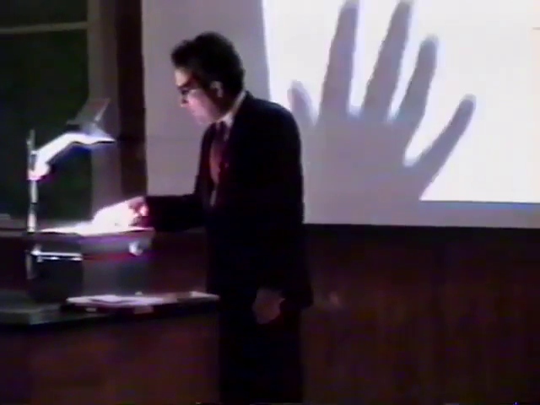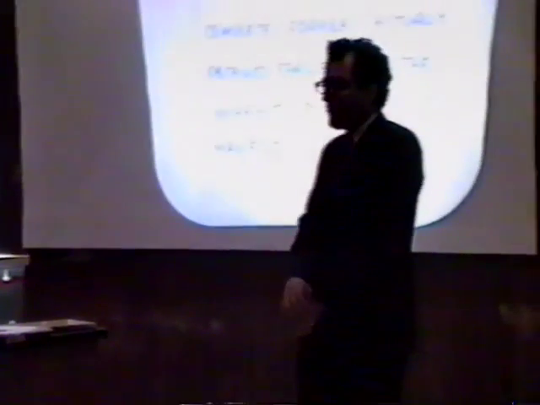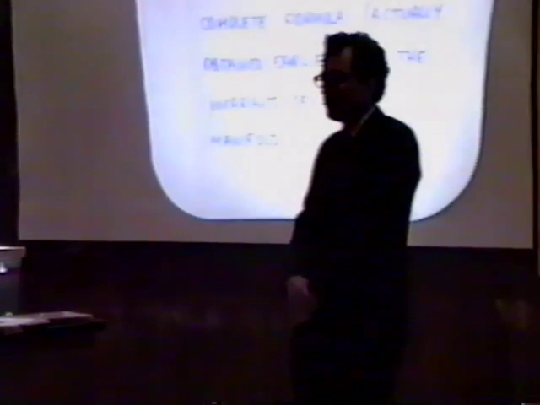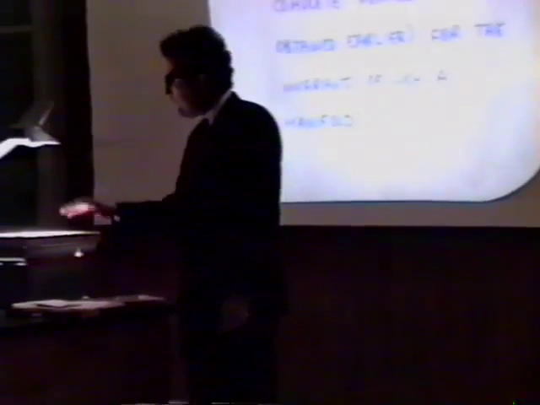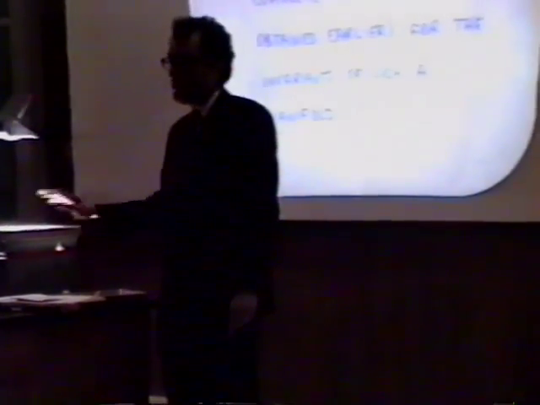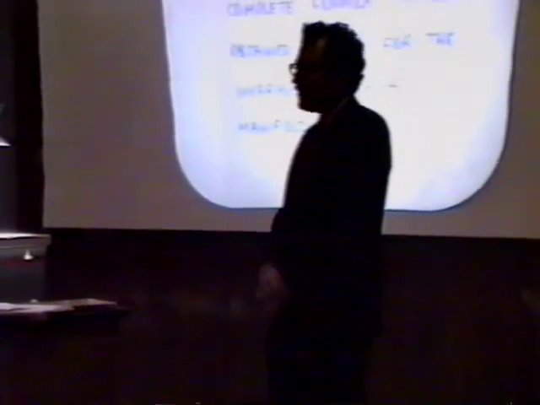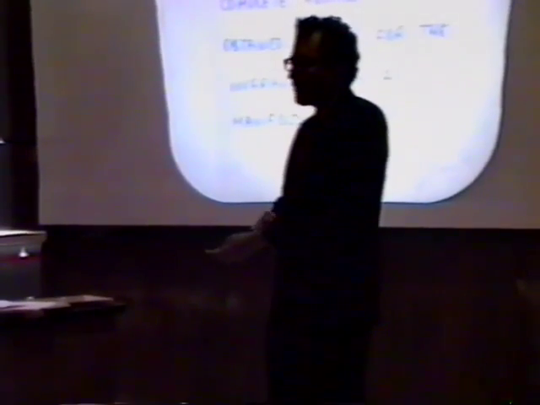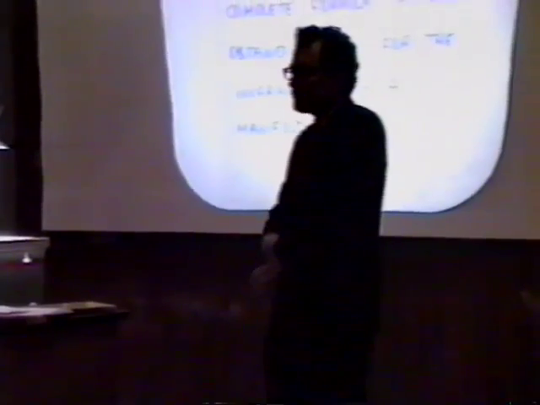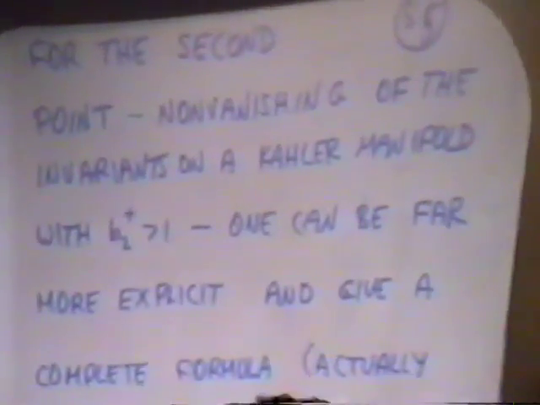Here one can be far more explicit and give a complete formula for the invariants of such manifolds. And via the relation to Donaldson theory, this also gives a complete formula for the Donaldson invariants of such manifolds. A complete but not rigorous formula, because the assertion that the two theories are equivalent is not yet rigorous, although Pidstrigach and Tyurin may have made a big step in that direction. This complete formula for the invariants was obtained earlier, although not rigorously.